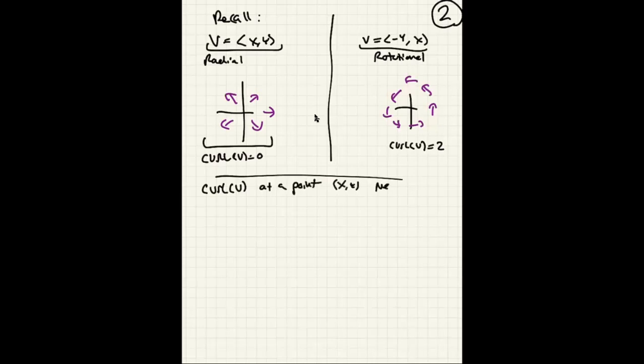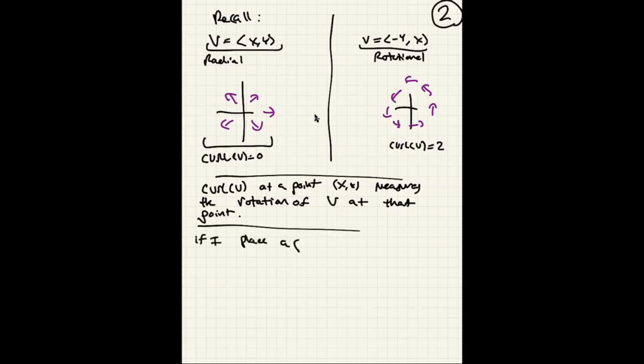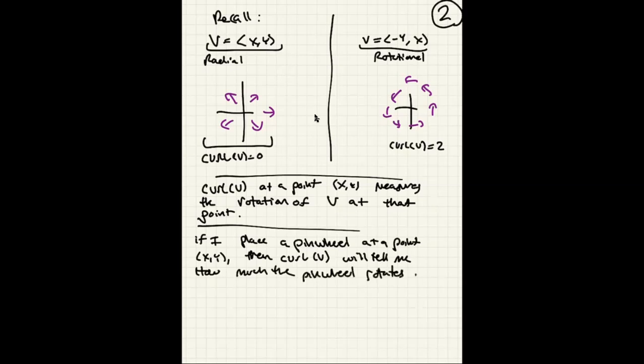x, y measures the rotation of the vector field at that point. Put in another way, if you had a pinwheel, something that spins left and right and it catches the wind. If you could plop a pinwheel at a point, what curl is measuring is how much it would start spinning. So if I place a pinwheel at a point x, y, then curl of V will tell me how much the pinwheel rotates at that point.